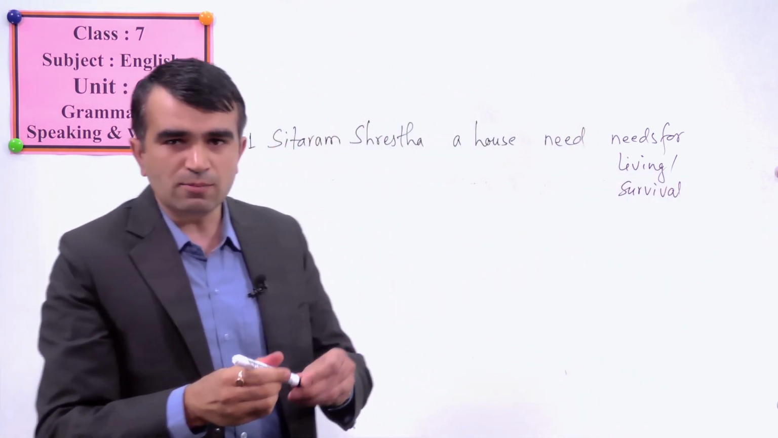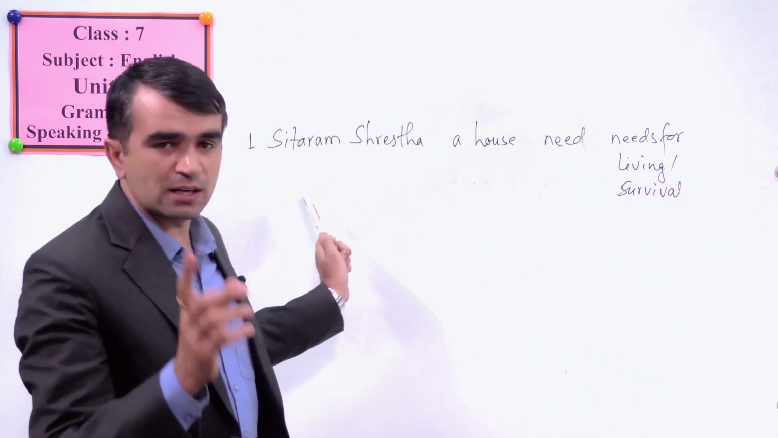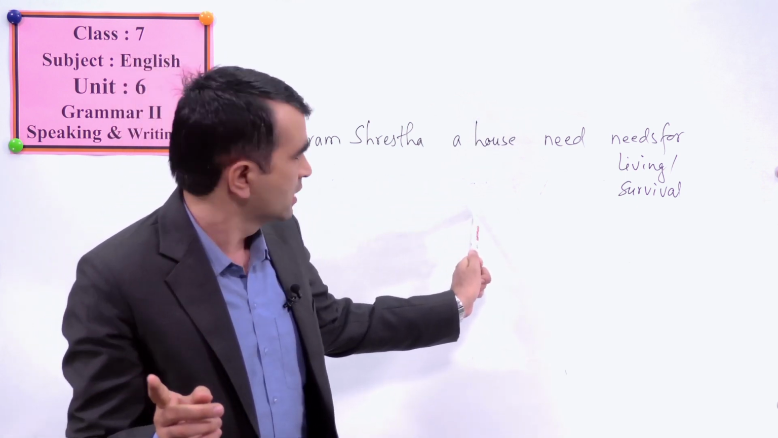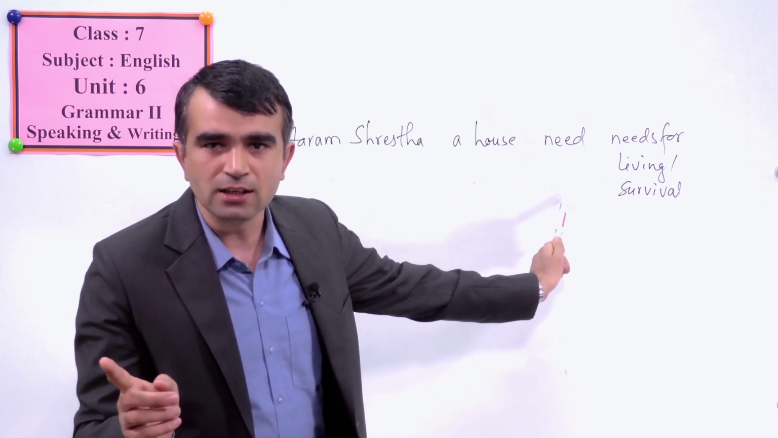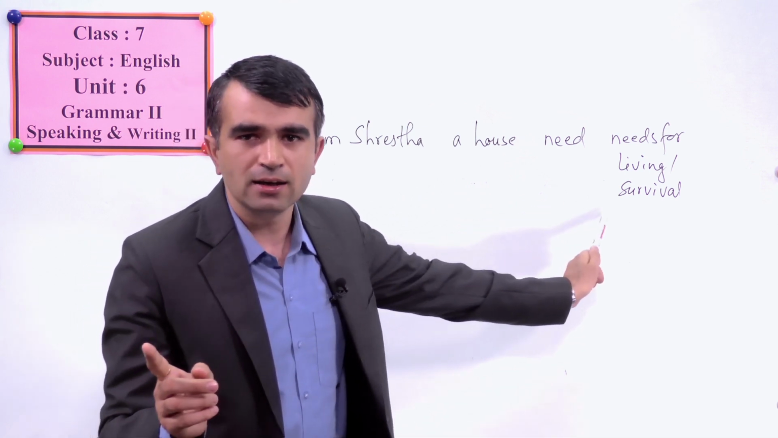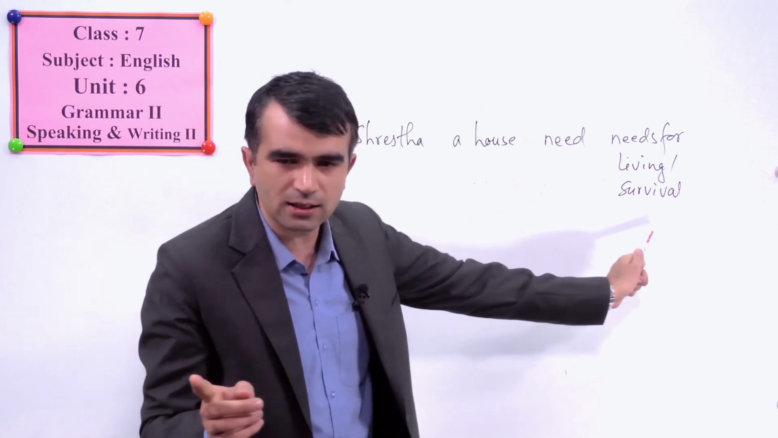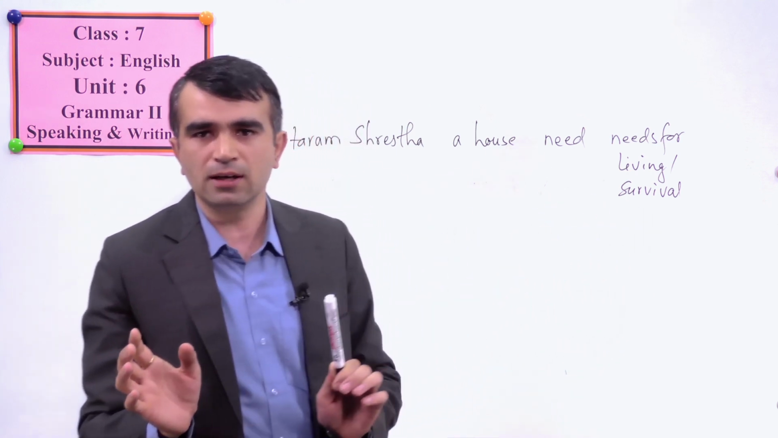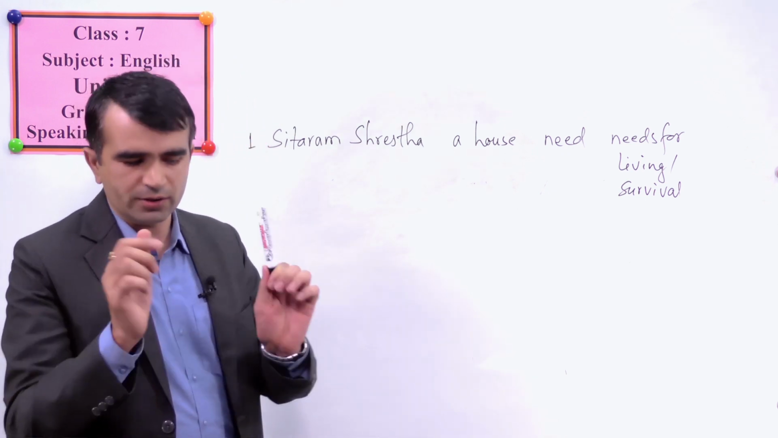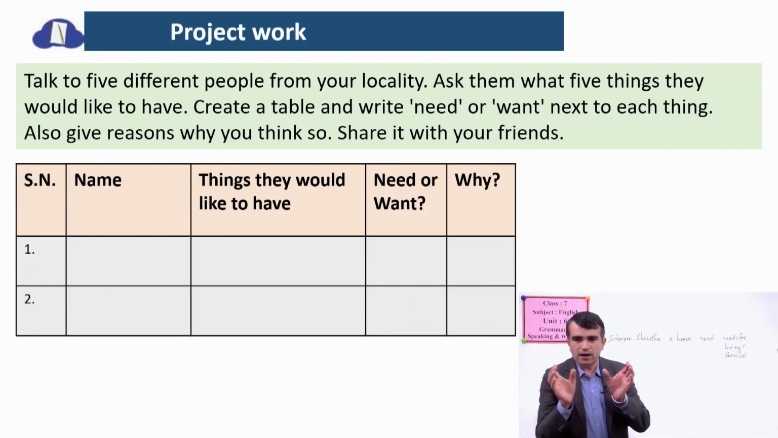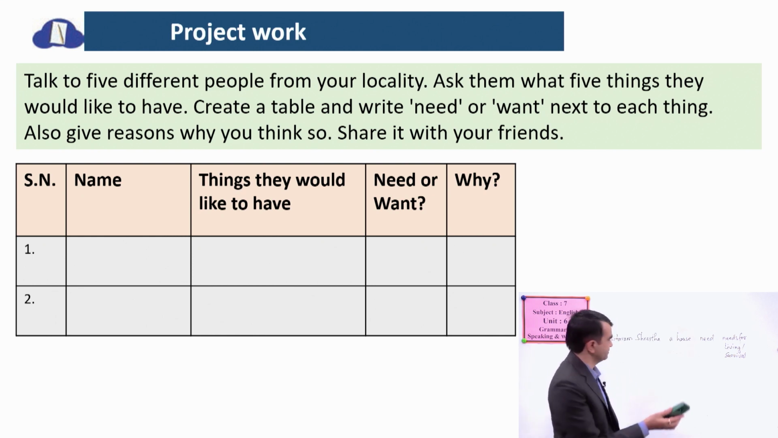In the same way, you can also write another person may want a mobile phone or cell phone. Is it need or want? It's a want. Why? Without this also you can have survival. For survival it is not needed. Give reason that way. Now, you can ask some people 5 different things they need, they want, and then complete this table.